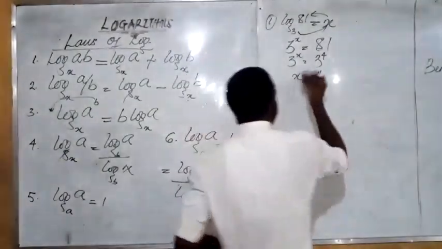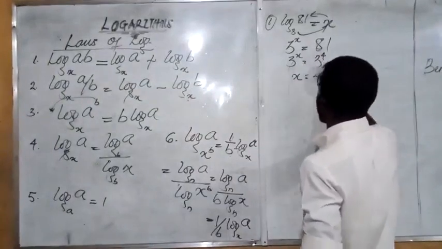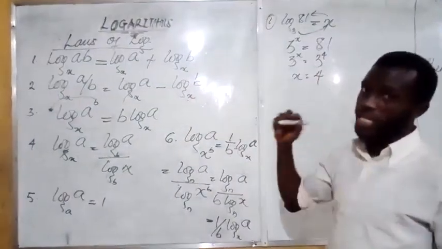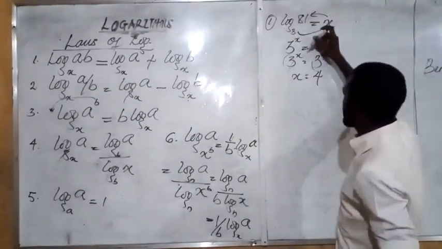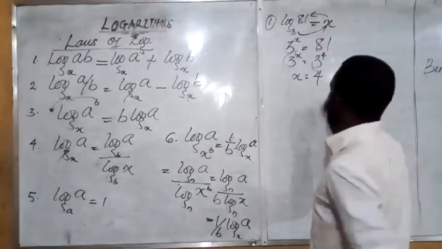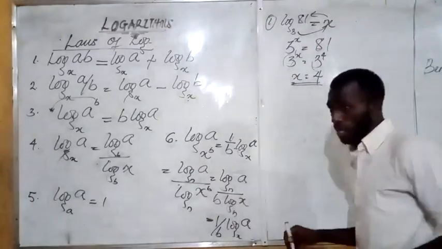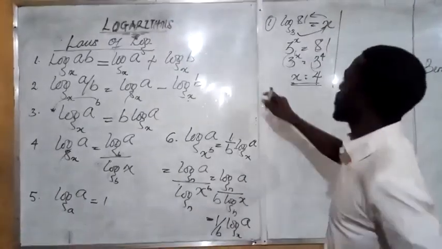Now, sometimes you see in your textbook that this is cancelled. It doesn't mean that we are dividing both sides by 3. You are not. You are only saying that since this base is equivalent to this base, definitely this power must be equivalent to this power, and that becomes our answer. Now, there is a second way we can go about this question.